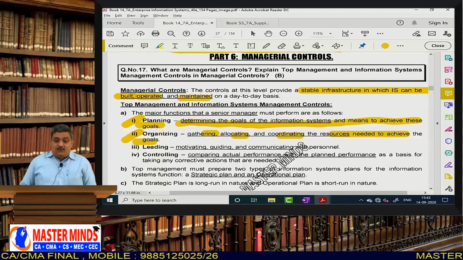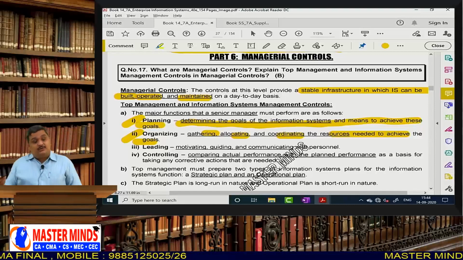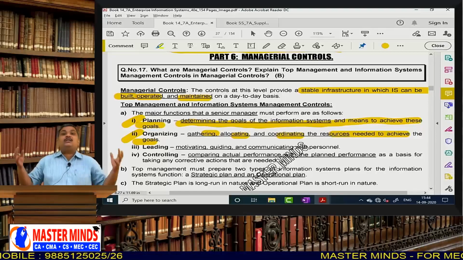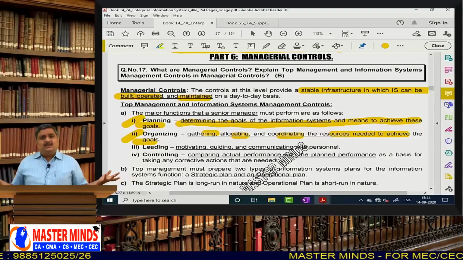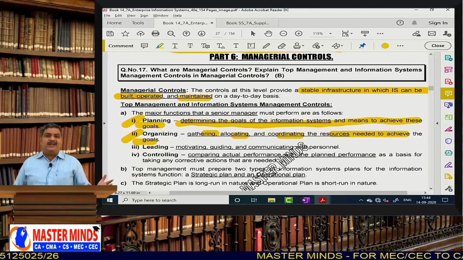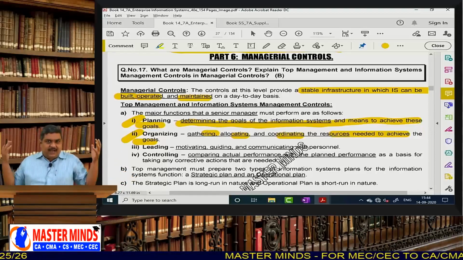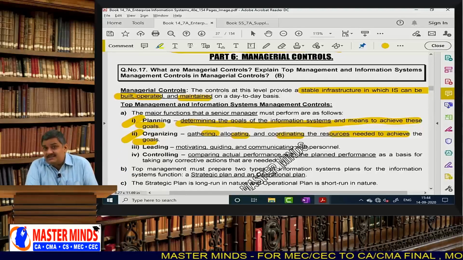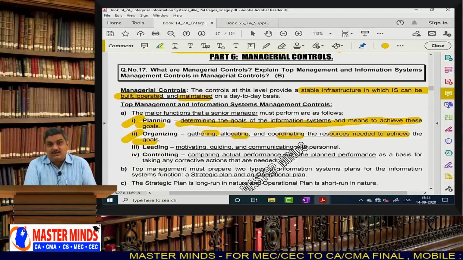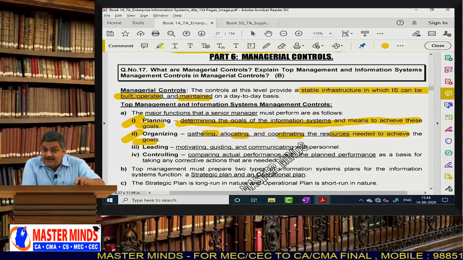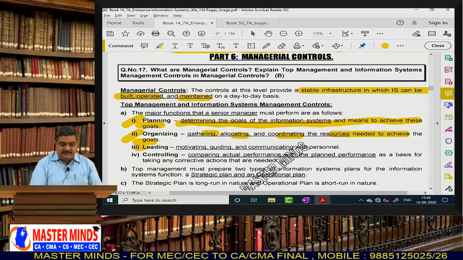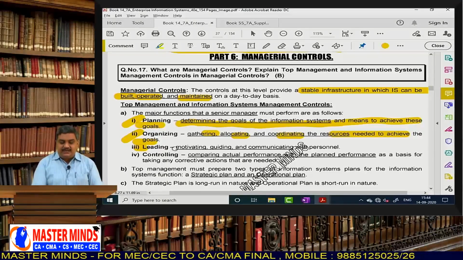Do you understand? That is information system. Okay. So for an information system, what do we have to do? We have to gather, allocate, coordinate all the resources. All the resources means software, hardware, people, data, networks. These have to be procured. So that is called organizing. Who has to do all these things? Again, the top level management or the steering committee appointed by the top level management.